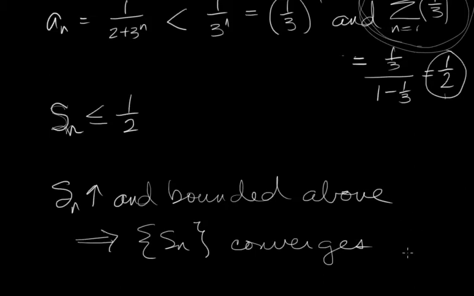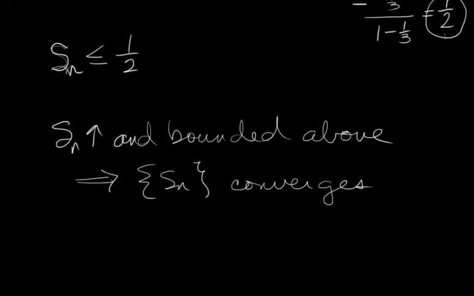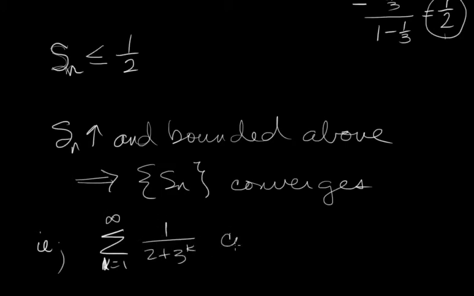And that is Theorem 3 in section 11.1. So if Sn converges, that's exactly what it means for the series to have a finite limit. The series converges, that is, the sum from k equals 1 to infinity of 1 over 2 plus 3 to the k converges, because we showed that its sequence of partial sums is increasing and bounded above.